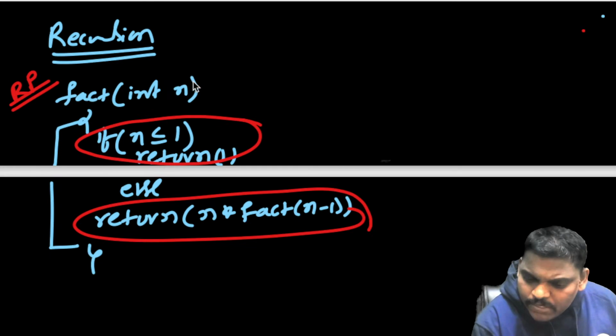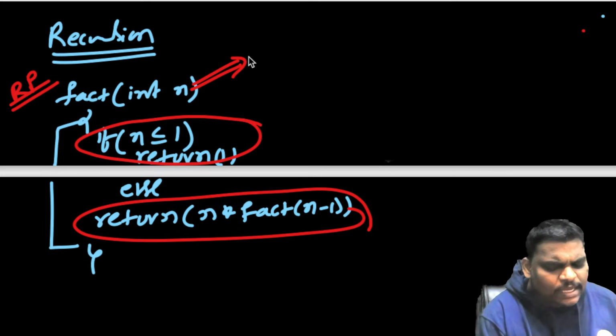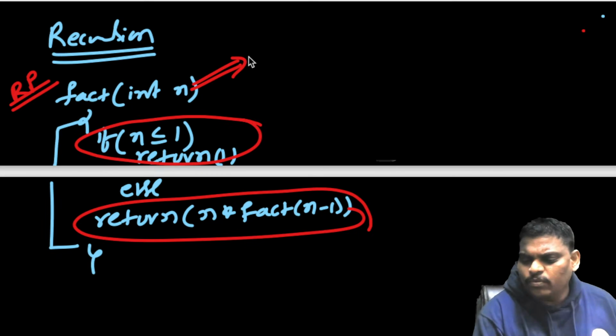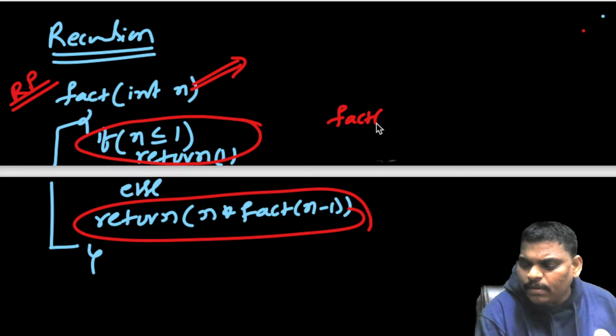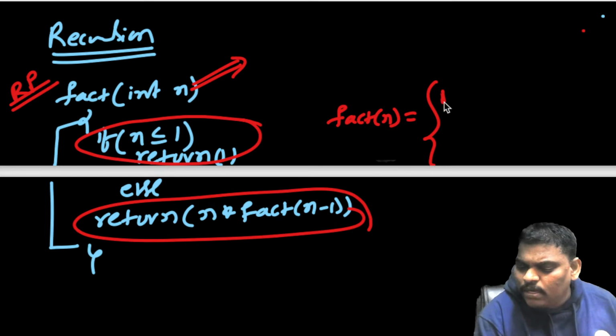Now let us assume factorial of n will give a value. Otherwise I can write directly also, there is no problem. I am writing the same thing in another way. Can you see this one? Fact of n is equal to, someone asking what is fact of n. Fact of n is 1 if n is less than or equal to 1.